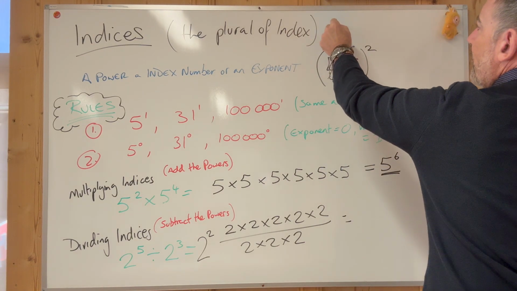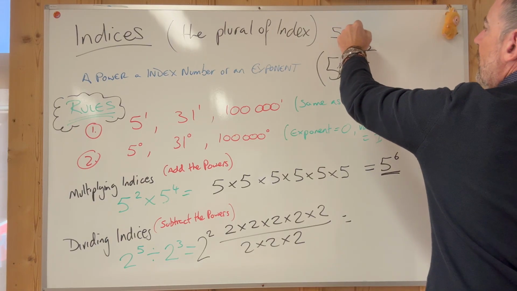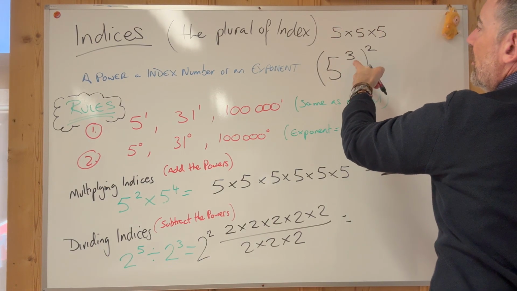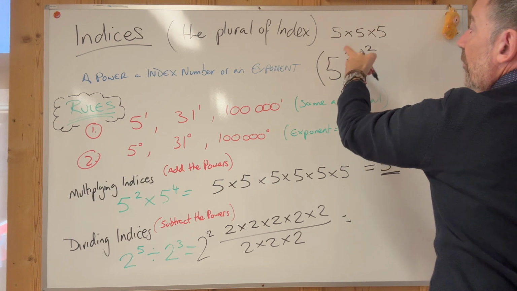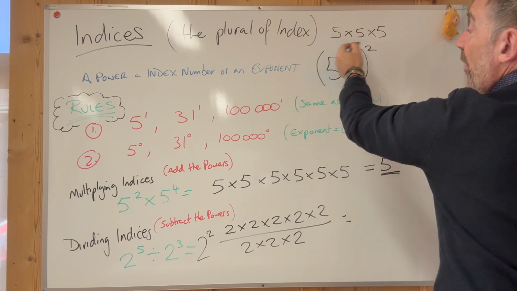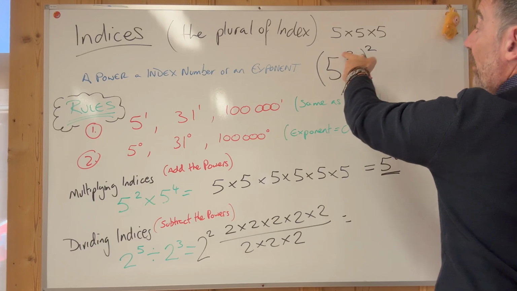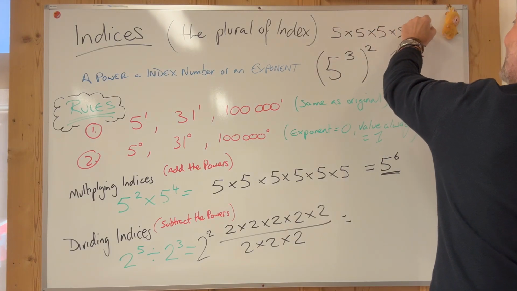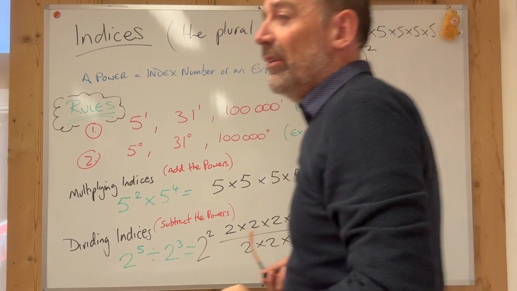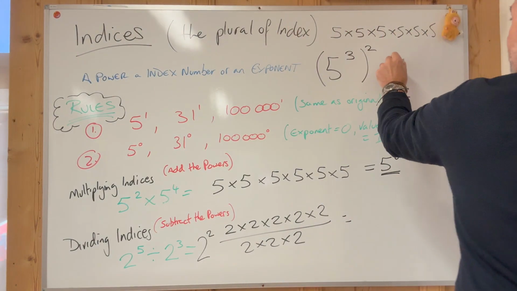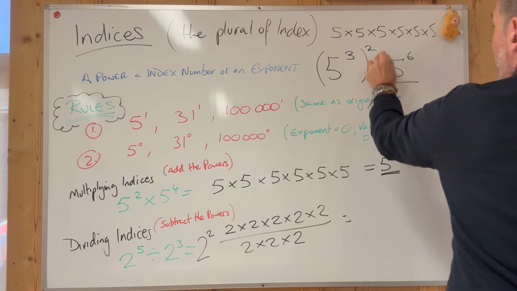So 5 times 5 times 5. You multiply the power by 2. So I've got 5 times 5 times 5 would be this. And then I'm going to do that again, so it's going to be 2 lots of that. So it would be times 5 times 5 times 5. Does that make sense? So the answer for that would be 5 to the 6.